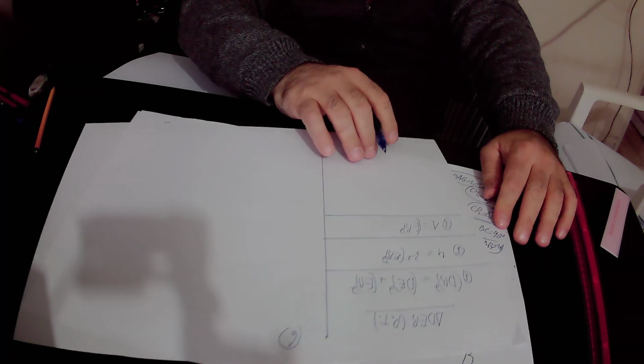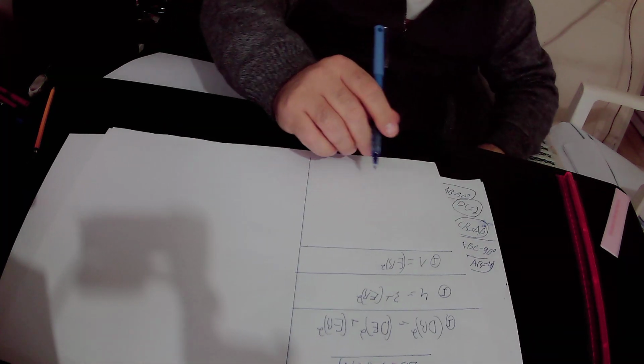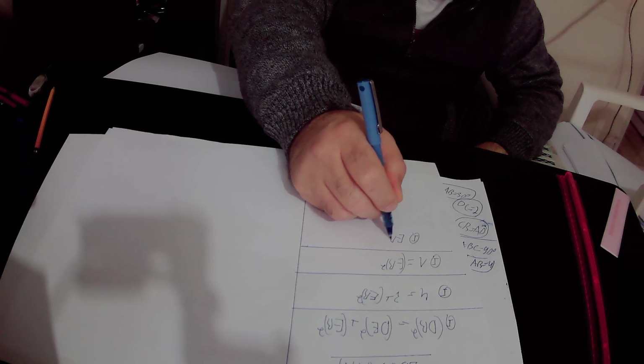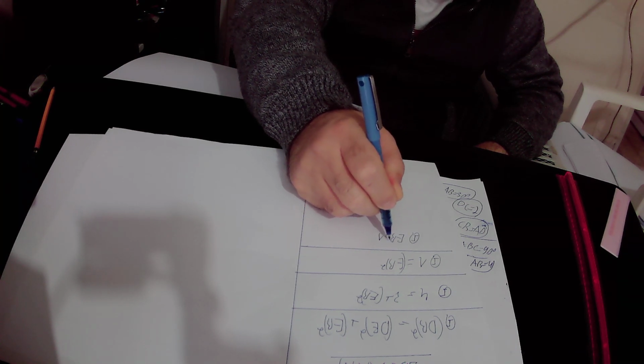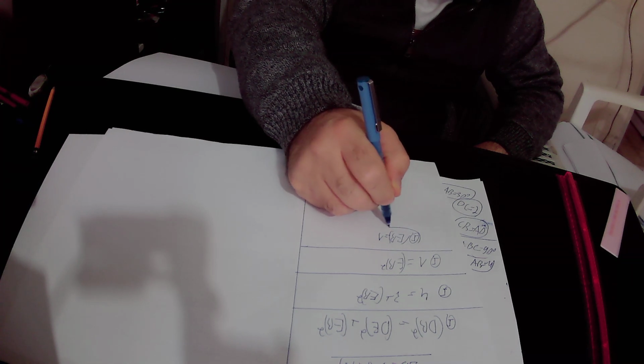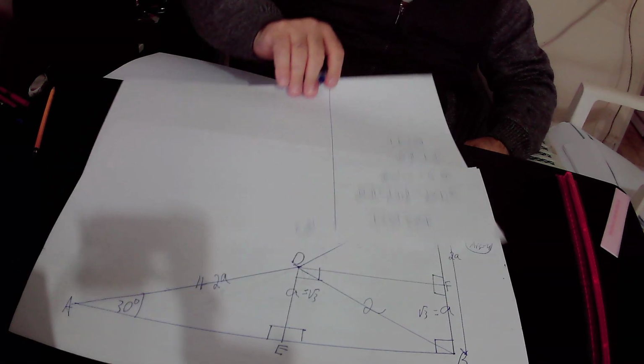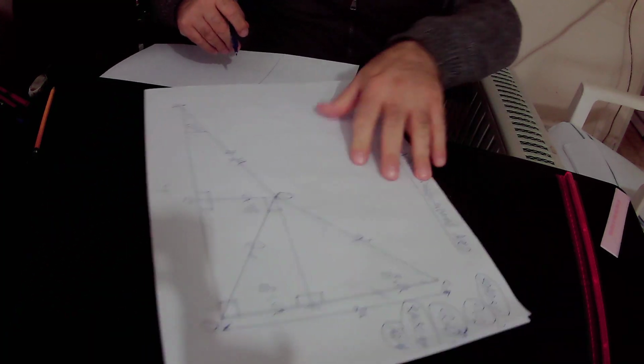Here we will take a root out of this equation, equation number 1, and we will get that EB equals the square root of 1. The square root of 1 is 1. So we found out that EB equals 1 unit.